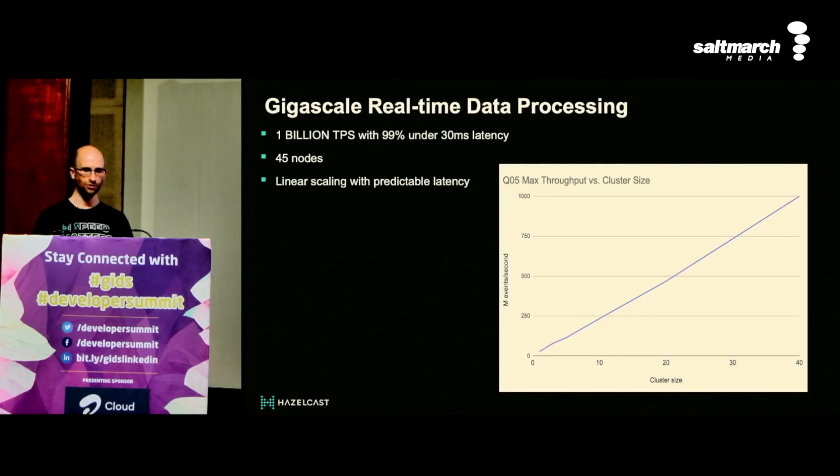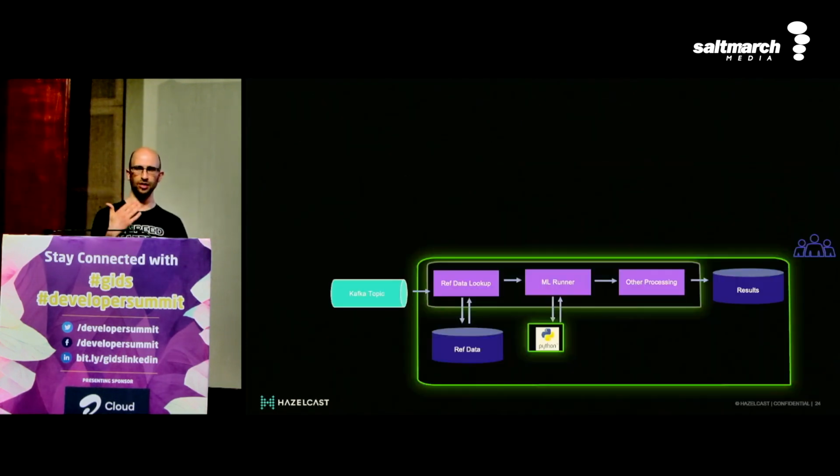So we managed to run 1 billion transactions at just under 30 milliseconds latency on just 45 nodes. So that's really cool. The cool thing about it is the linear scaling, which means you just add more nodes as you have data. You don't want to have logarithmic scaling in your application when it comes to deployment. Now, your question might be, okay, how can I deploy it, right? Because that's what we are here for.